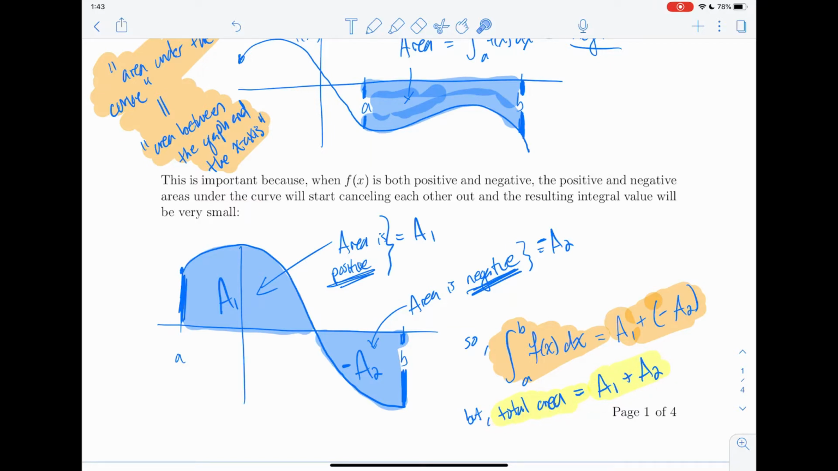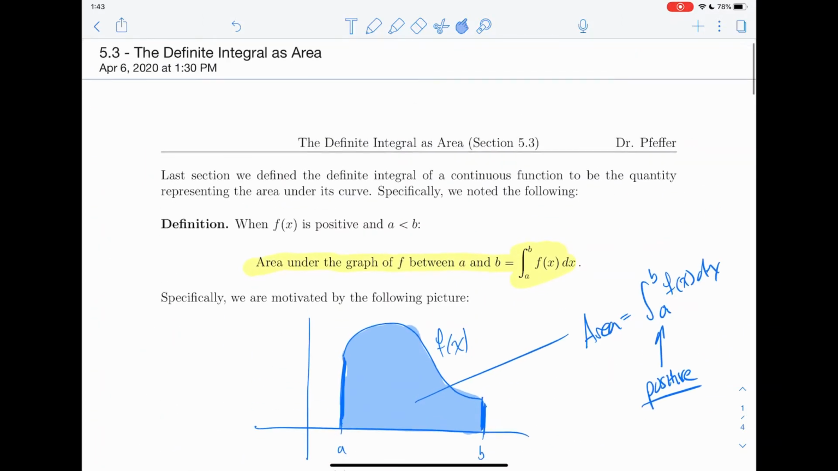Total area is literally, if I were to look at this picture and I wanted to buy enough paint to be able to paint these blue regions, that's what I need. The integral is signed area, not total area. I noted up here that the area under the curve of f between a and b is total area and it's equal to an integral, but that's because f is positive.